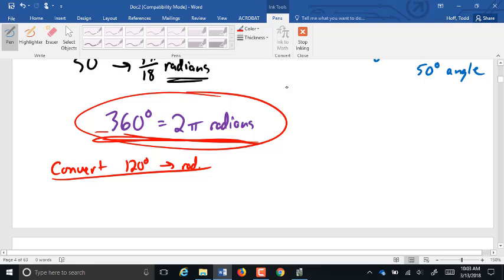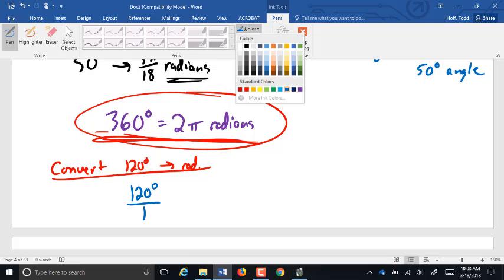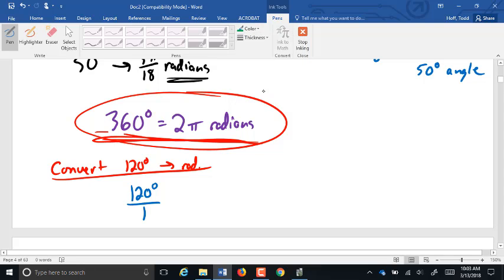Well, I'm going to take my 120 degrees. I'm going to put it over 1 to make it a fraction. And then I'm going to multiply by a conversion factor, just like we do with the measurement. Degrees are going to go on bottom so that they cancel out. Radians on top. 360 degrees equals 2 pi radians. So now the degrees cancel out.